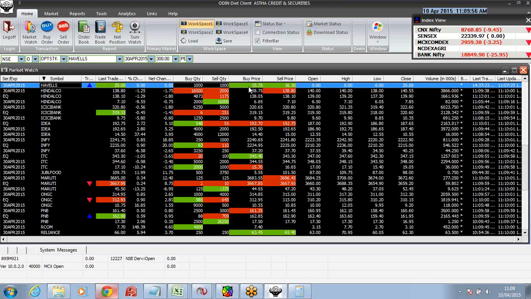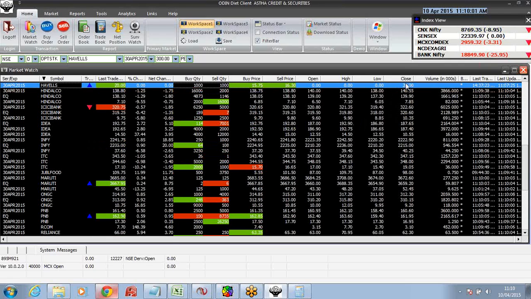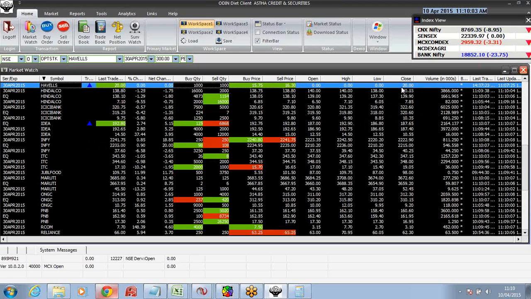In the volumes here, that was yesterday's close. Yesterday's close was 20 rupees. We don't have any volumes here.